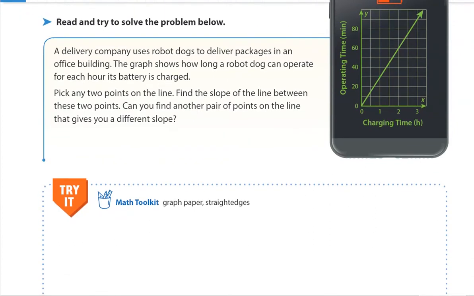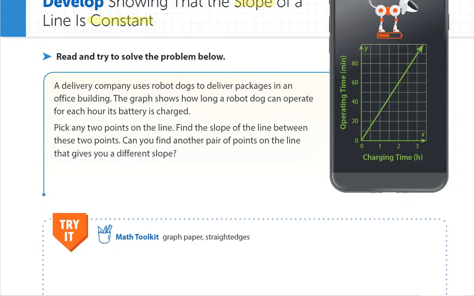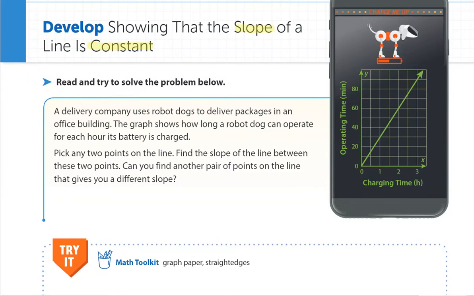Okay, so in our try it problem today, a delivery company uses robot dogs to deliver packages in an office building, and that is delightful, and I want to see that in real life. The graph shows how long a robot dog can operate for each hour its battery is charged. And our directions say pick any 2 points on the line. Find the slope of that line. Can you find any other pair of points that will give you a different slope?